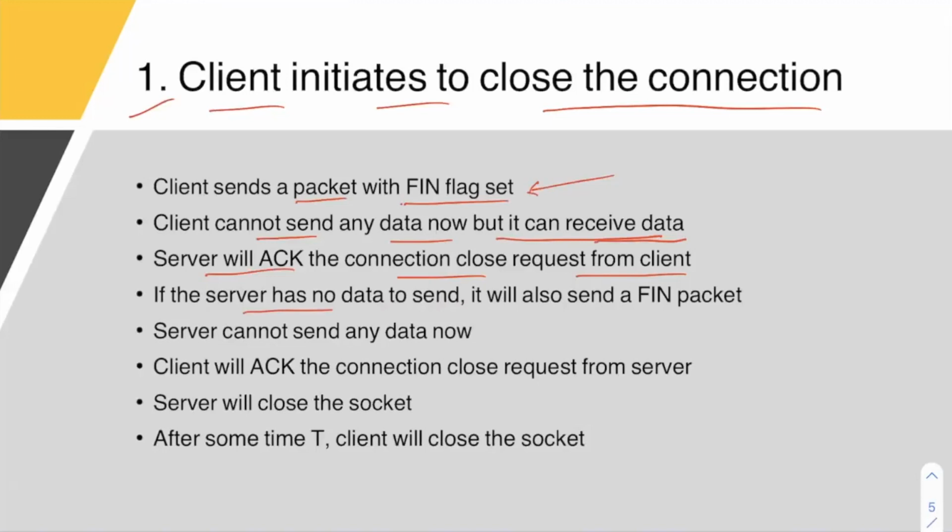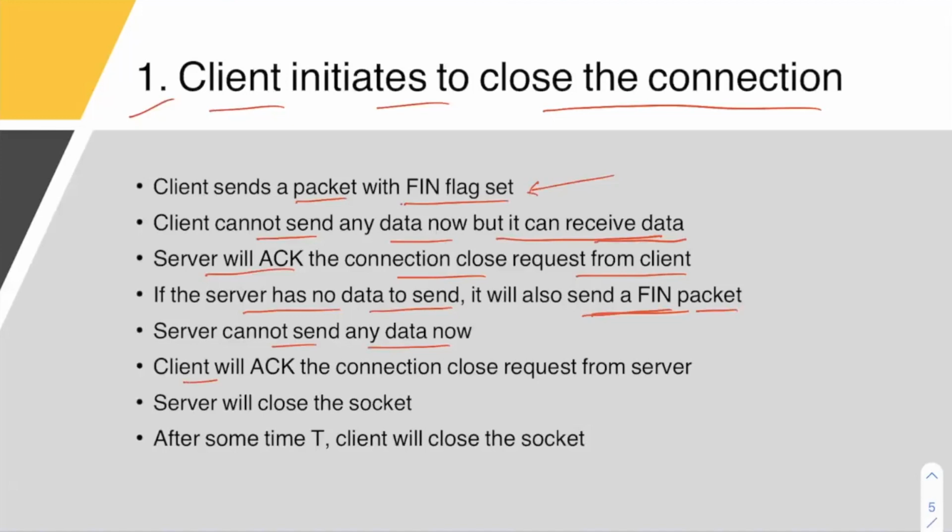Now if the server also has no data to send, then what will happen? The server will also send a packet with the FIN flag set. But if the server has some data to send, then it can send the data to the client. But let's say the server also wants to close the connection. It also does not have any data to send further. Then it can also send a packet with the FIN flag set. Now the server also cannot send any data after sending this packet with the FIN flag.